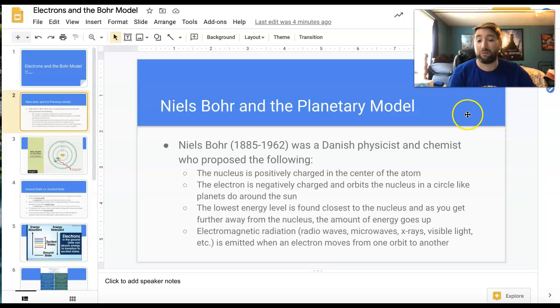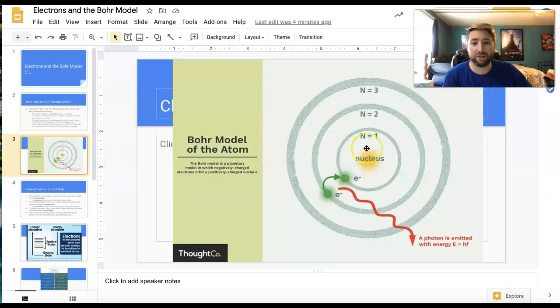So let's look at what this would look like, a picture here. This is the Bohr model of the atom, and the nucleus is right here, and the nucleus is positively charged. Then we've got each one of these circles that go out from it, and these circles represent the energy levels. This energy level here, they call it n equals 1. This is the first energy level.